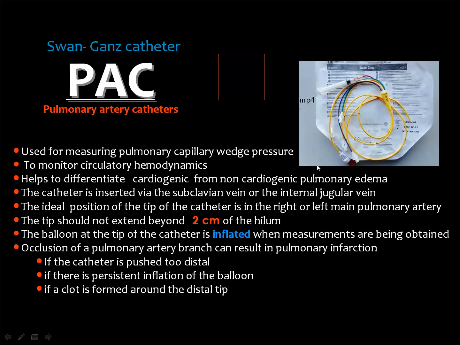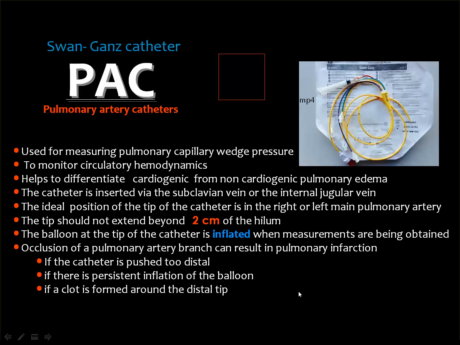This is one of the two devices, which is the Swan-Ganz catheter or the pulmonary artery catheter. It is used to measure the pulmonary capillary wedge pressure and to monitor the circulatory hemodynamics. And sometimes it can help to differentiate between cardiogenic and non-cardiogenic pulmonary edema. The catheter is an intravenous catheter inserted usually through the subclavian or the internal jugular vein, and the tip of the catheter is pushed until it is in one of the main pulmonary arteries, either the left one or the right one.